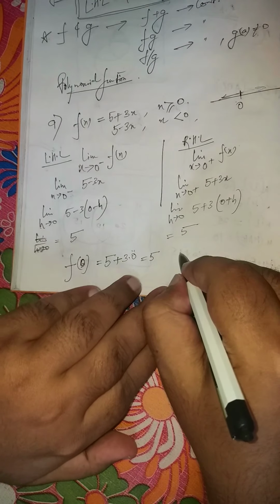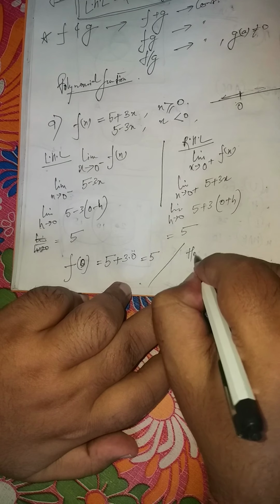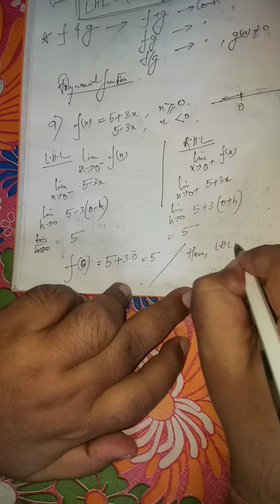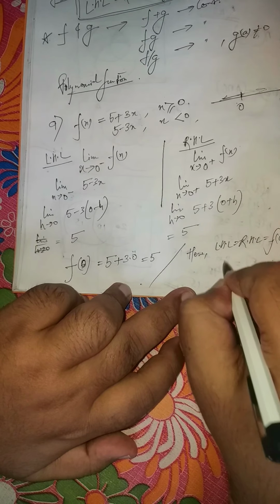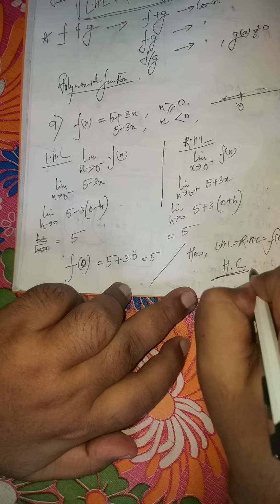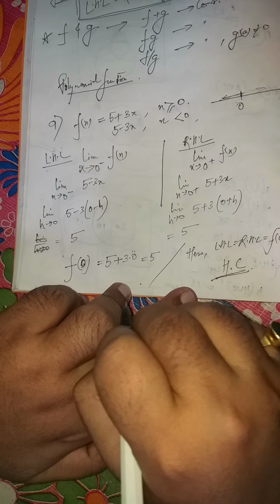At the end, what will you write? The conclusion part. Here LHL is equal to RHL is equal to f of 0. Hence continuous. Like this you will do. I will take a few more examples.